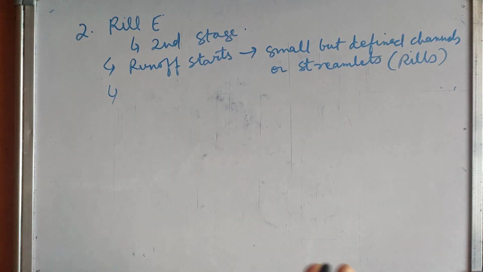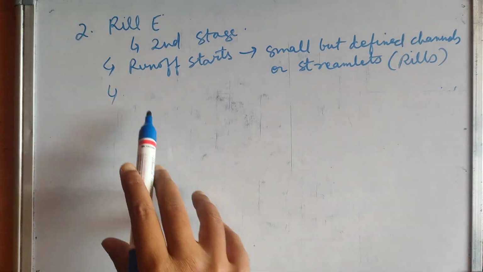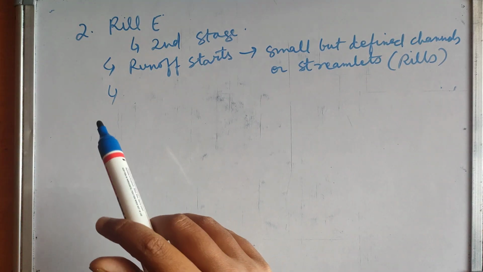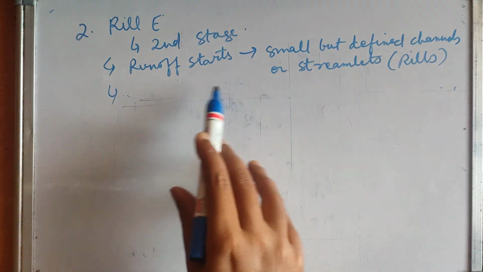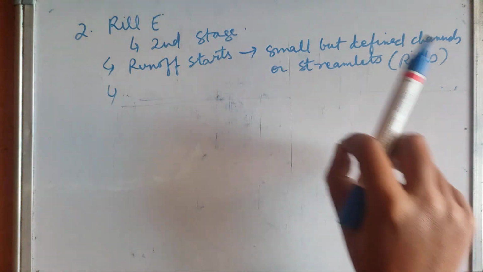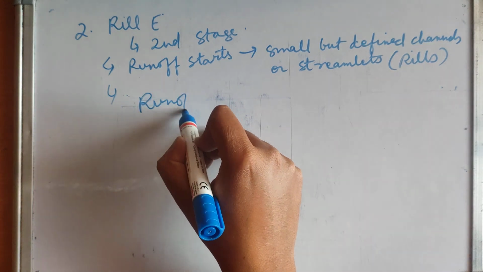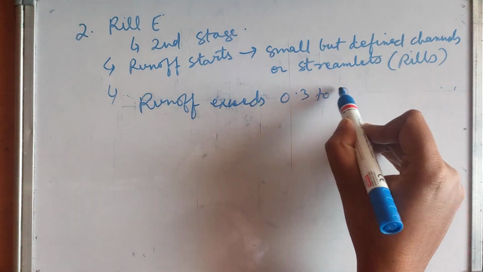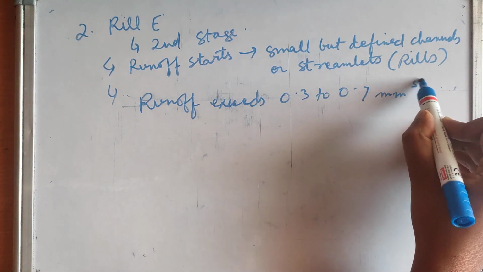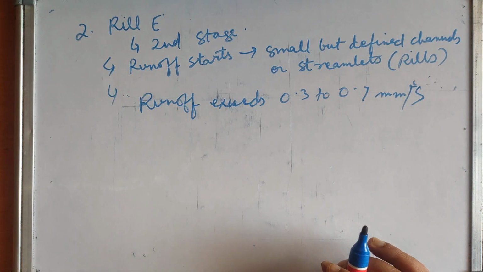What happens? The raindrop impact doesn't directly detach any particles, but when the raindrops fall, slowly they start sheet erosion. But when the runoff starts, they start detaching in channels. So that is what creates rill erosion. It happens when rainfall runoff exceeds 0.3 to 0.7 meter per second.